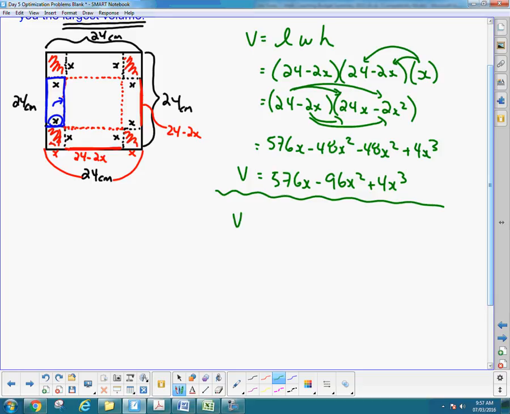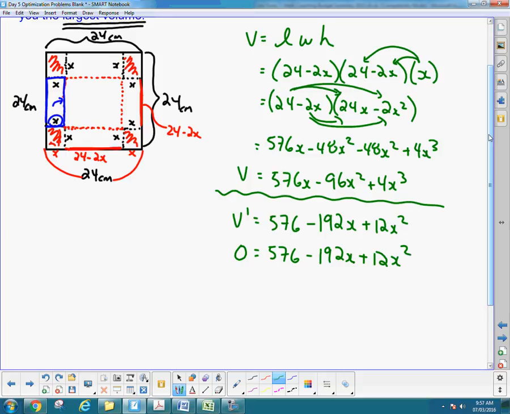I'll differentiate now. So 576x, the derivative of that is just 576, minus 192x, so that's 96 times 2. The 3 comes down and multiplies by the 4 is 12x squared. So that's the derivative, and I know the maximum is going to occur when it equals 0. So 0 equals 576 minus 192x plus 12x squared.